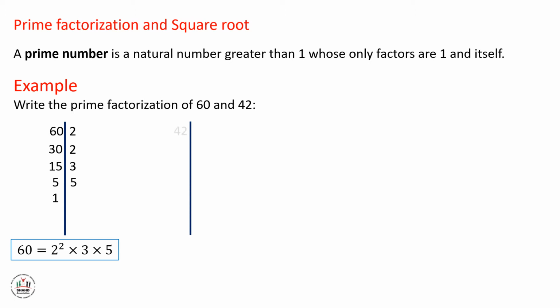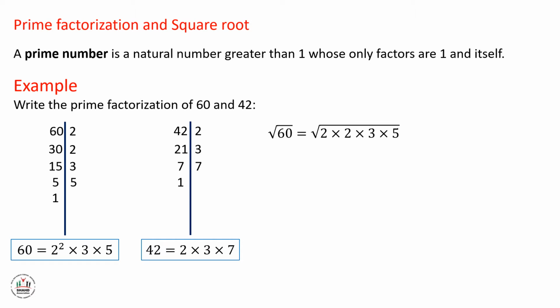Let's do the same for 42. 42 divided by 2 equal to 21. 21 again is an odd number, so we can't divide it by 2. We will do it by 3. So 21 over 3 equal to 7. And 7 is a prime number, so it can be only divided by itself. So 7 over 7 equal to 1. 42 equal to 2 times 3 times 7.